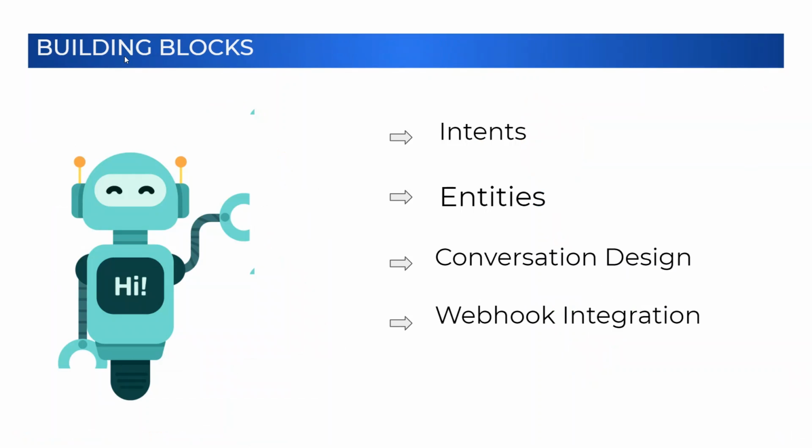Now that we have understood what conversational AI bots are, let's list down the basic building blocks of any chatbot development process. Whenever you start building a bot, this is the information that you start gathering. First thing is you need to identify the intents that will be part of this bot. Second is to identify the entities that you need to capture. Third is conversation design, how the conversation would go. And the fourth is webhook integration, connecting it with the client fulfillments or your databases to validate the information that has been captured.